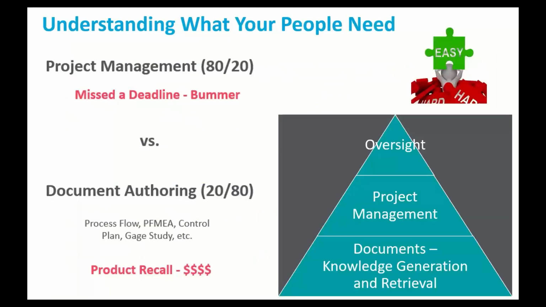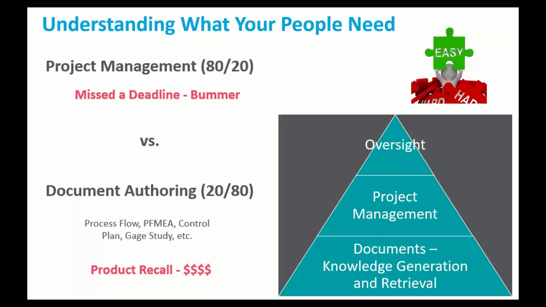The biggest thing when you're looking at this whole subject is understanding what your people need. There are 3 distinct levels of PPAP engagement. The highest level is oversight, the executives that are looking for dashboards and analytics. The next level is project management, where this often gets stuck and stops. But the most important part is the document authoring, the knowledge generation, retrieval, and use of it. The critical risk stuff we're doing in spreadsheets.